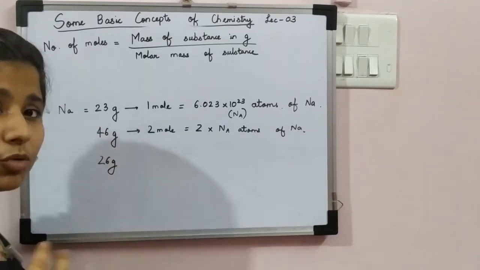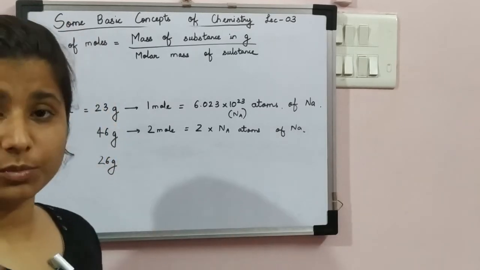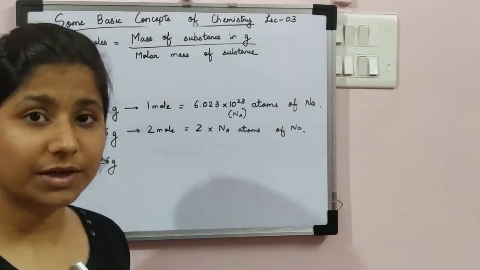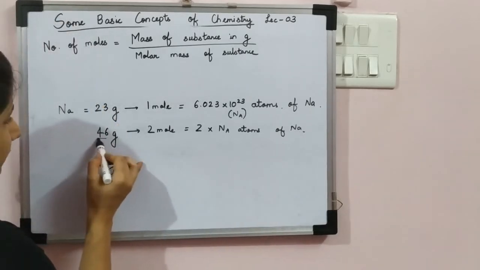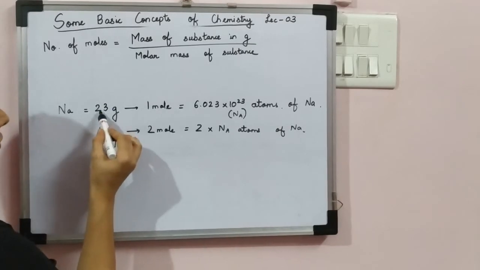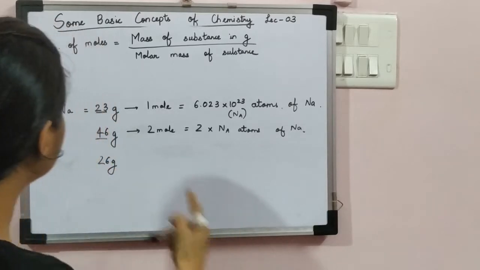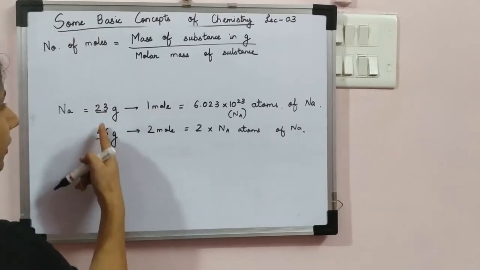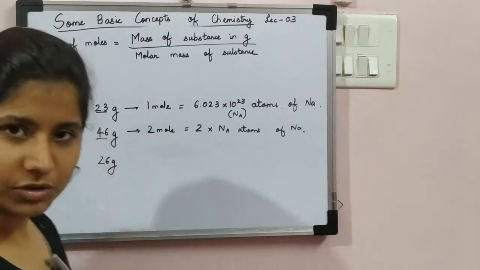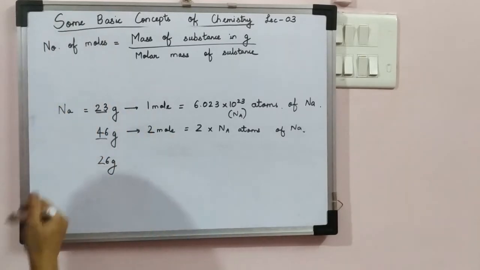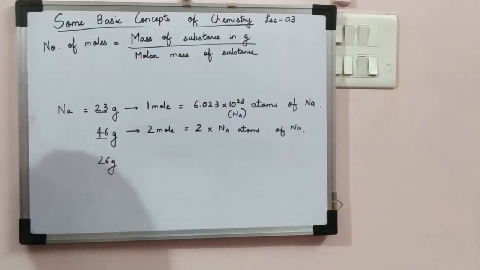So how many moles would this be? To calculate such values where I have the weight of the substance, but I also want to find out the number of moles. Now see, if I had 46 grams, what did I do? I divided it by the weight of 1 mole of sodium atoms. So 46 divided by 23 would be 2. So this is how I got the number of moles. Okay, so this is how the formula is. Now what is the number of moles? Mass of the substance in grams upon molar mass of the substance.